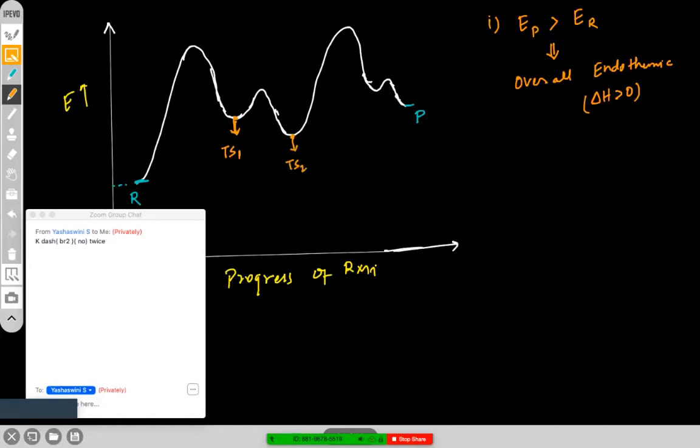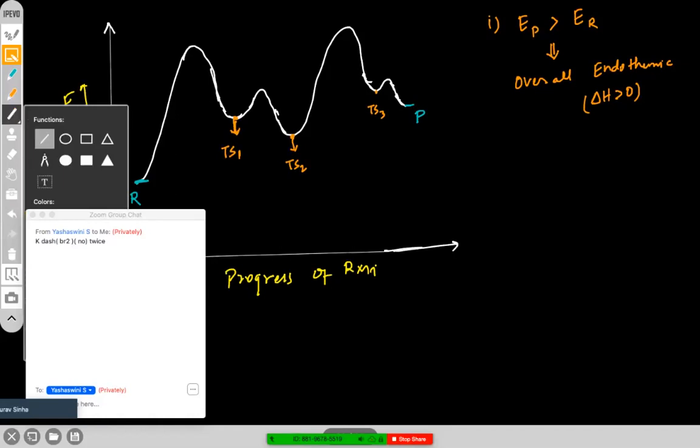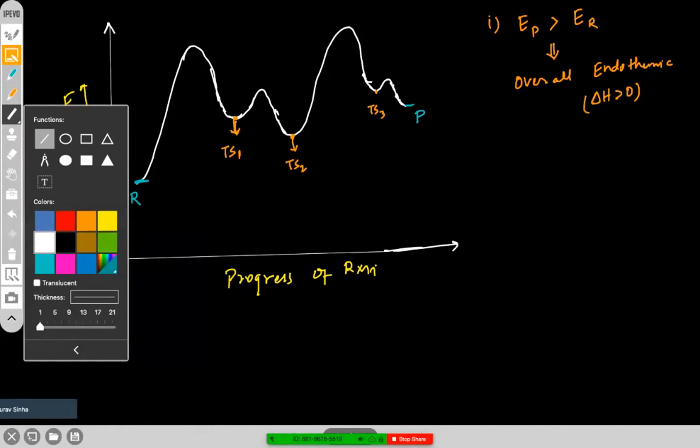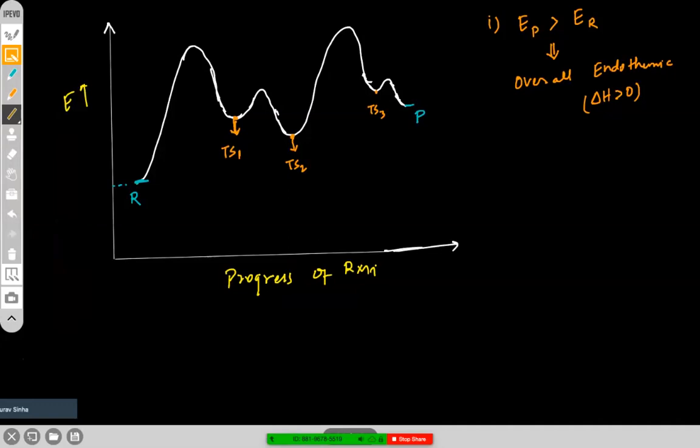This is the third transition state, TS3, and then we'll get the product. If you see here, from this reactant to this transition state, this is step 1. From this transition state to this transition state, this is step 2. Now from here to here, this is step 3. And from this point to this product, this is step 4.